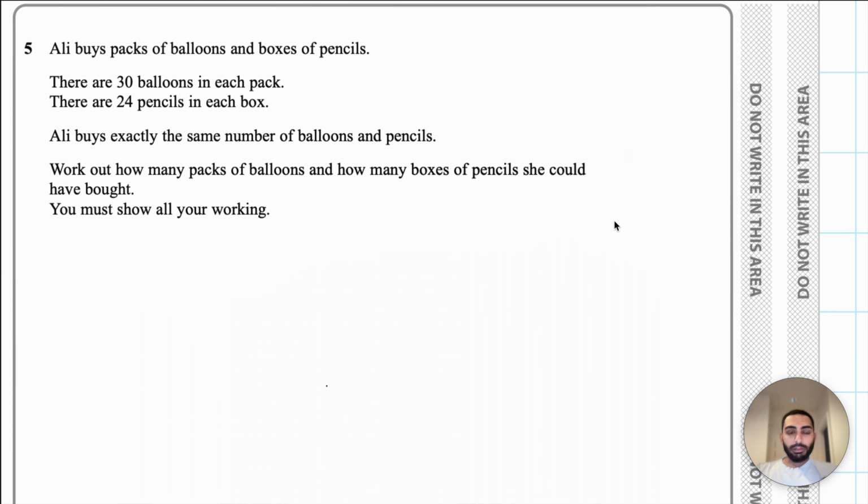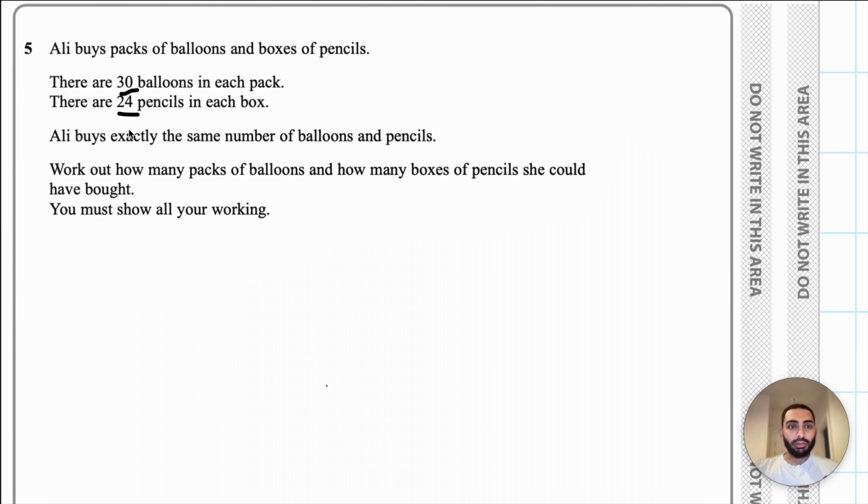Question 5. Ali buys packs of balloons and boxes of pencils. There are 30 balloons in each pack and there are 24 pencils in each box. Ali buys exactly the same number of balloons and pencils. Work out how many packs of balloons and how many boxes of pencils she should have bought. You must show all your working.